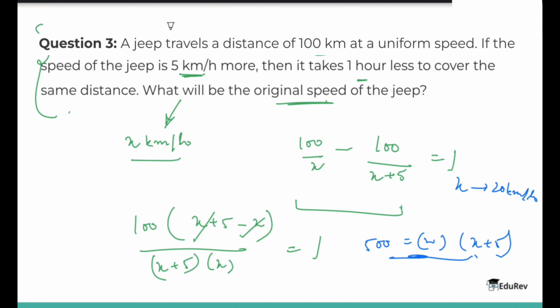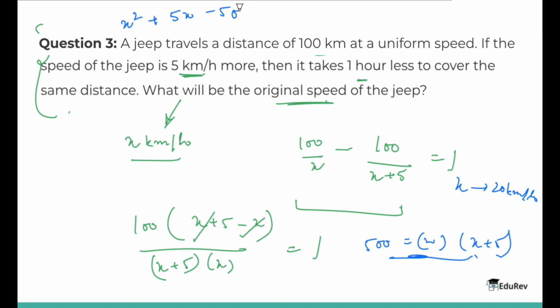How you're going to solve it? It's pretty simple. It will be x square plus 5x minus 500 equal to 0. And this is how you're going to now solve the equation, okay? This is the equation. You're going to find the roots and everything. So x is going to be what? 20 kilometers per hour. So now let's move to another question.